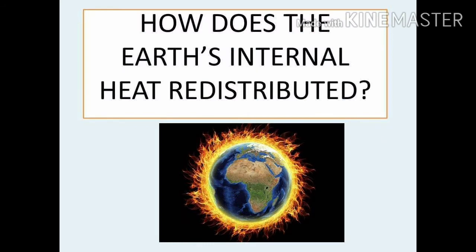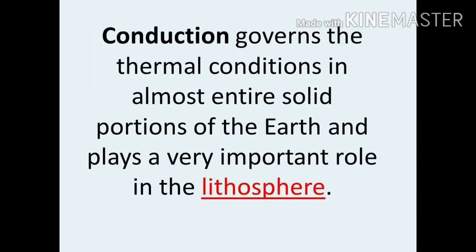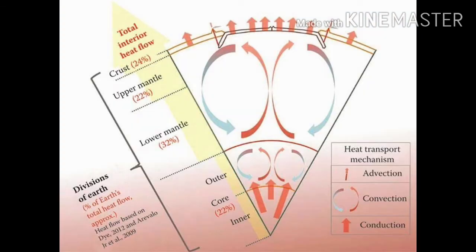How is the Earth's internal heat redistributed? It is distributed through the three types of heat transfer on Earth. Number one is conduction, two convection, and three radiation. What is conduction? Conduction governs the thermal conditions in almost the entire solid portion of the Earth, and it plays a vital role in the lithosphere. The process happens on the Earth's surface.